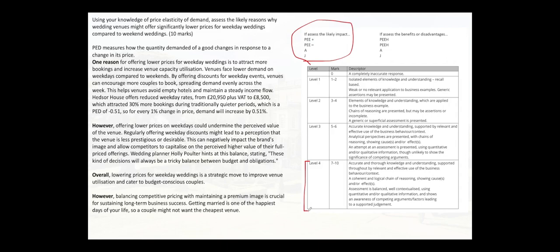If you disagree, shove something in the comments, but you tell me why using the words from the marking grid. Okay? Use the marking grid to give me your arguments.